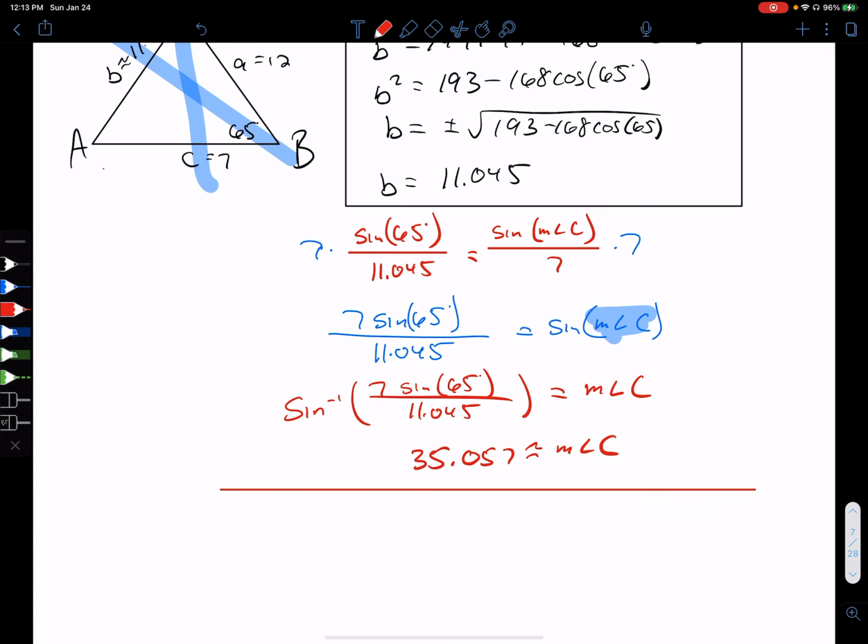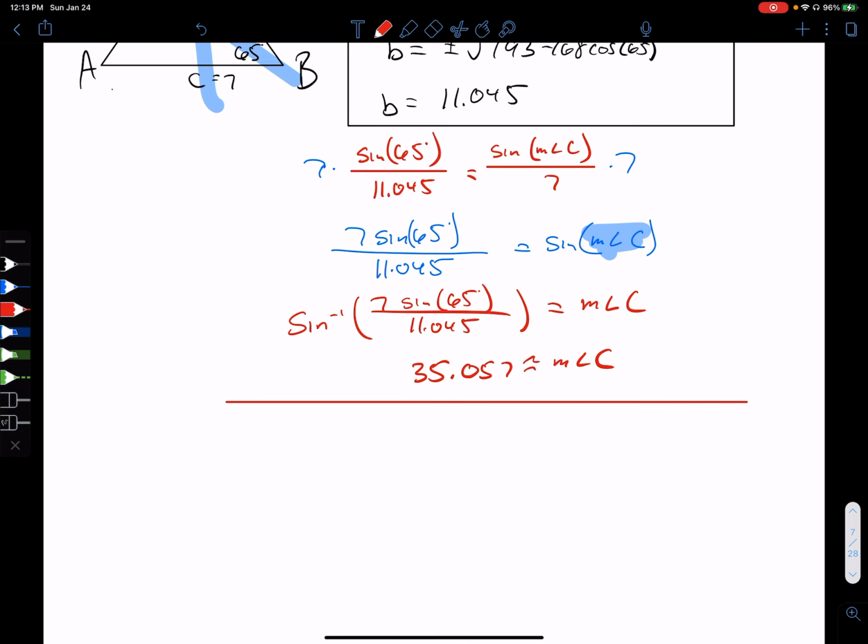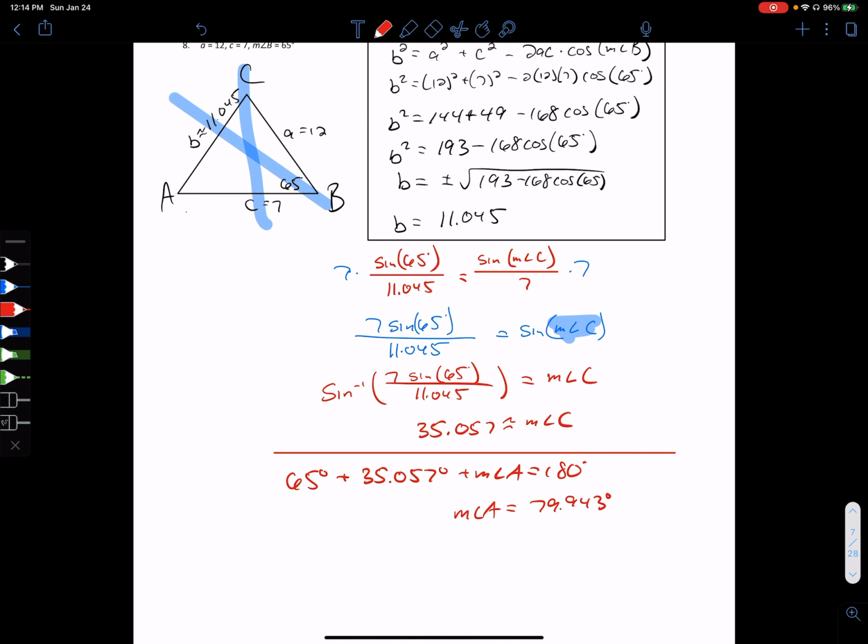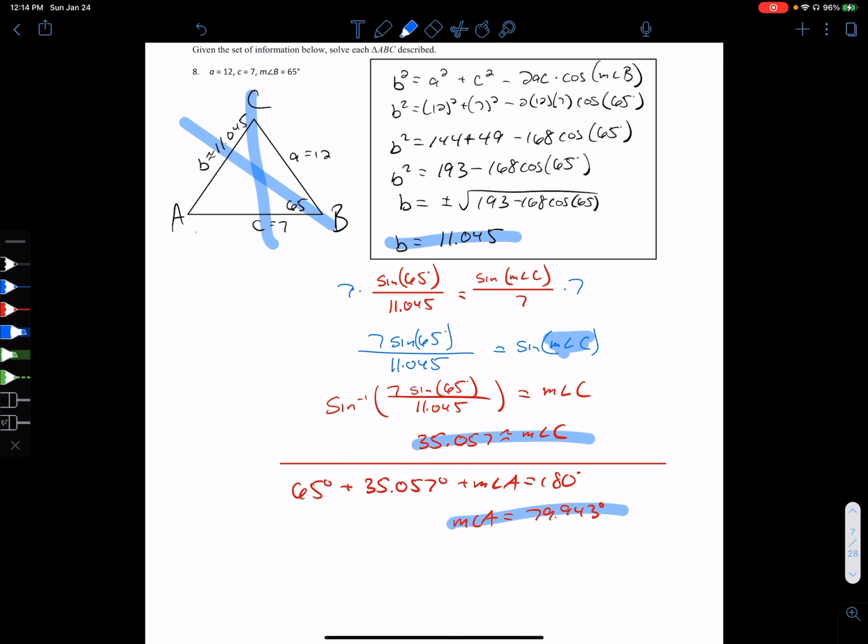Once we know what that is, we can find the measure of the other angle, A. All the angles in a triangle add up to 180. So we've got 65 degrees and 35.057 degrees plus the measure of angle A equals 180. If you add those together and subtract them from 180, we're going to find that the measure of angle A is about 79.943 degrees. We finished the problem because we found all the missing parts. We were given 3, and we found 3 more.